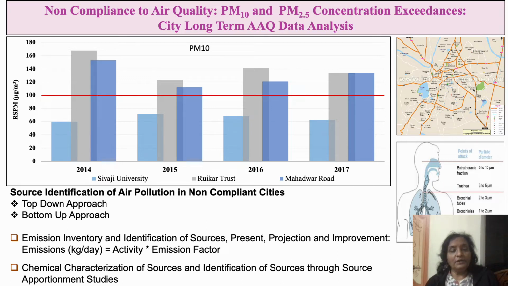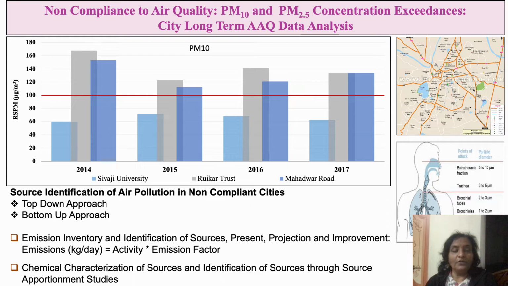The emission inventory is done by estimating the emissions in the present, projected and improved scenarios. For example, if most of the studies have been done for the year 2018 or 19, the present scenario will be 2018. The projection will be for 3 to 4 years beyond that, and the improved scenario will be through putting up air pollution management plans, so that we get an improvement in the projected emissions while putting up the action plans.